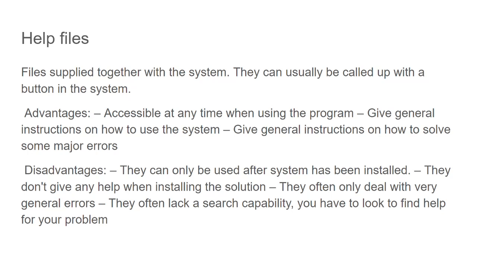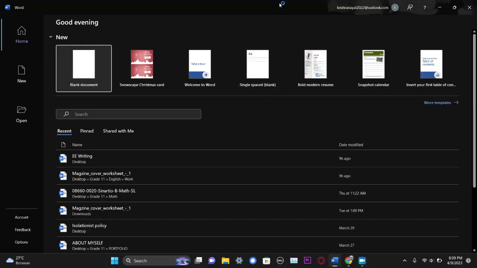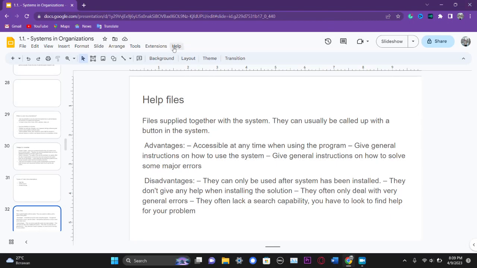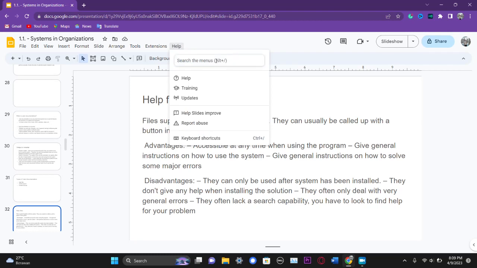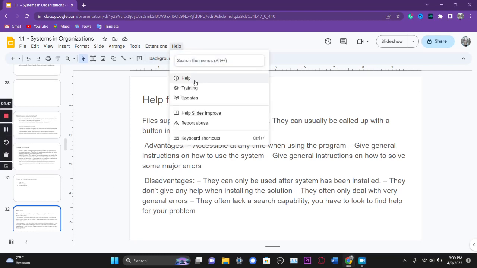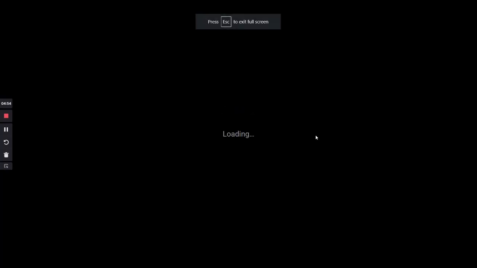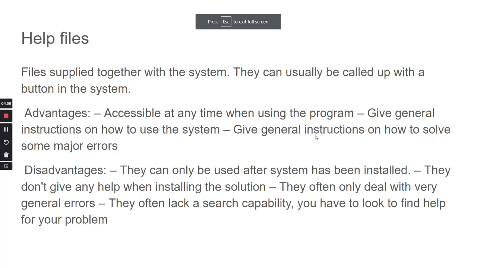So a help file usually comes with the system. Some examples we could use is Microsoft Word. Here also we can ask for help. Like over here, if you're having trouble seeing the slides or something, we can ask for help over here. Then that's for the help files.